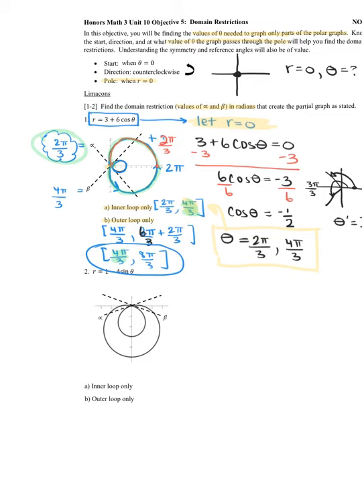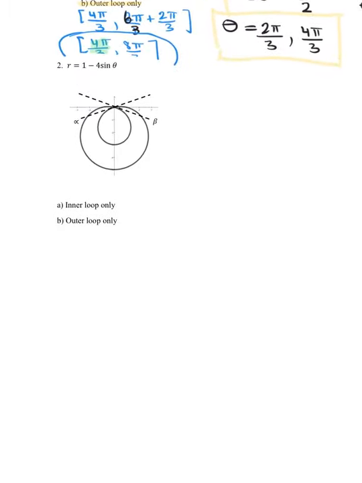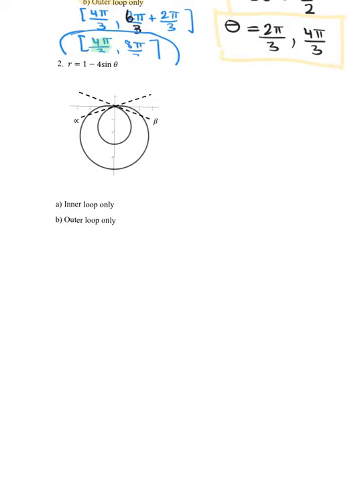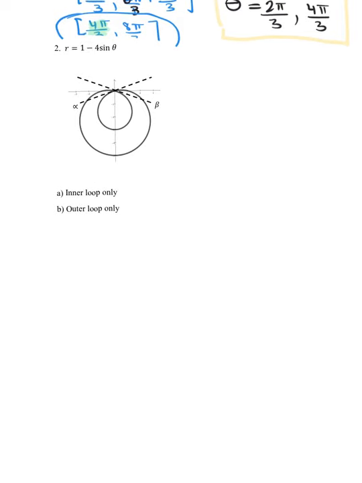Let's go ahead and take a look at question number 2. So let me erase this since I kind of covered that a little bit. Okay, so for number 2, the first thing I want to do here, just like the previous problem, is I always want to set that radius equal to 0. So let me square that up just a little bit.